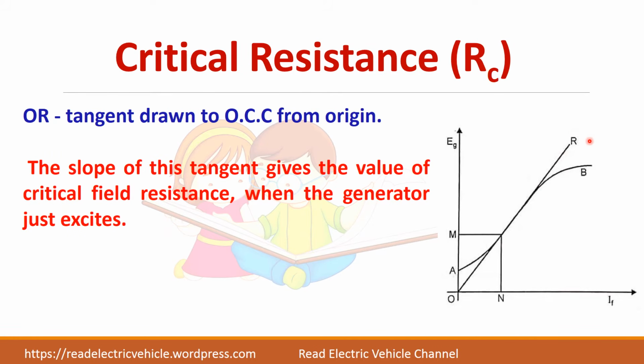Why it is called critical resistance: if you increase the resistance, that is, if your field resistance is somewhere here or greater than the critical resistance, the machine will not build up its voltage because it is a self-excited generator. It is not a separately excited generator. Self-excited means the machine has to supply the field current. So the resistance should be less than the critical field resistance so that the generator can build up its voltage.